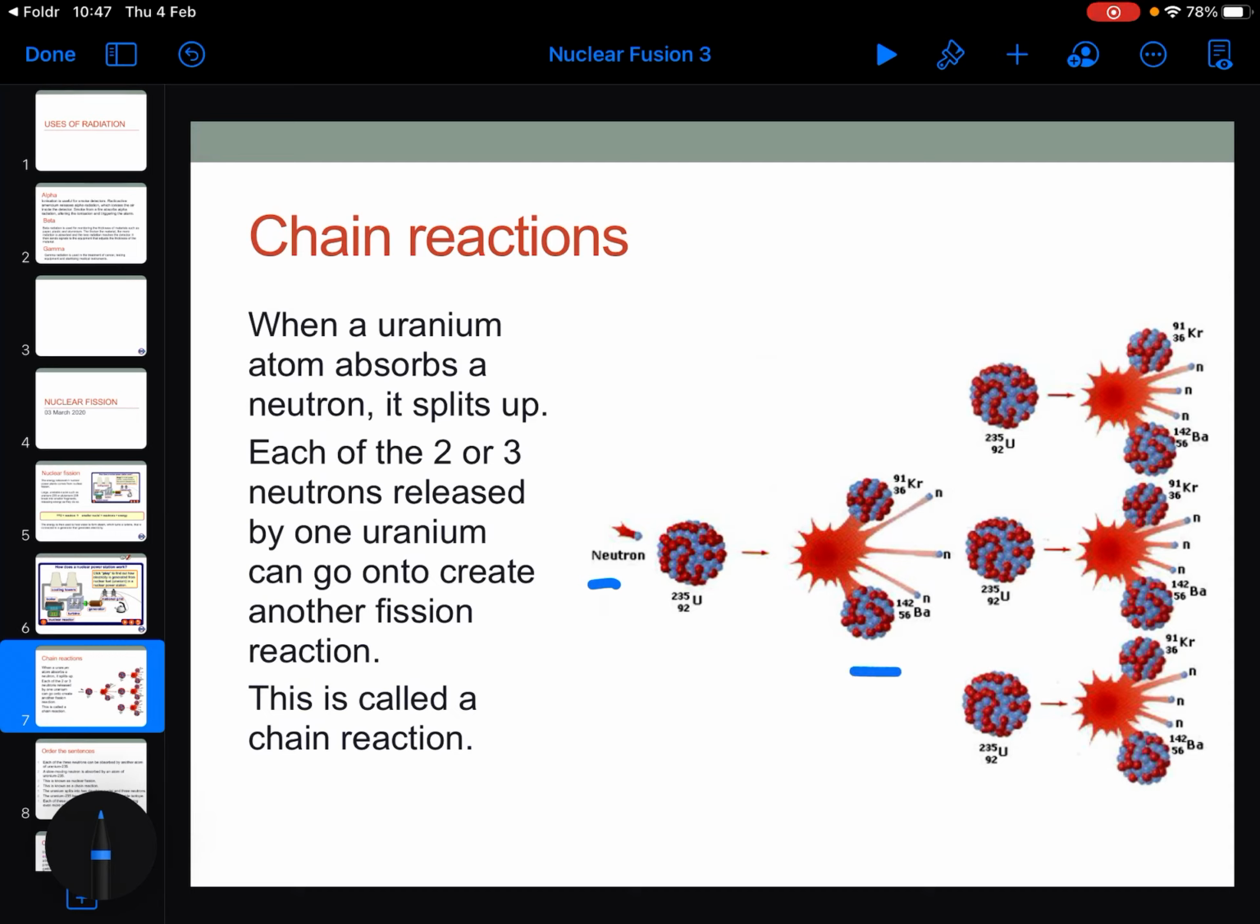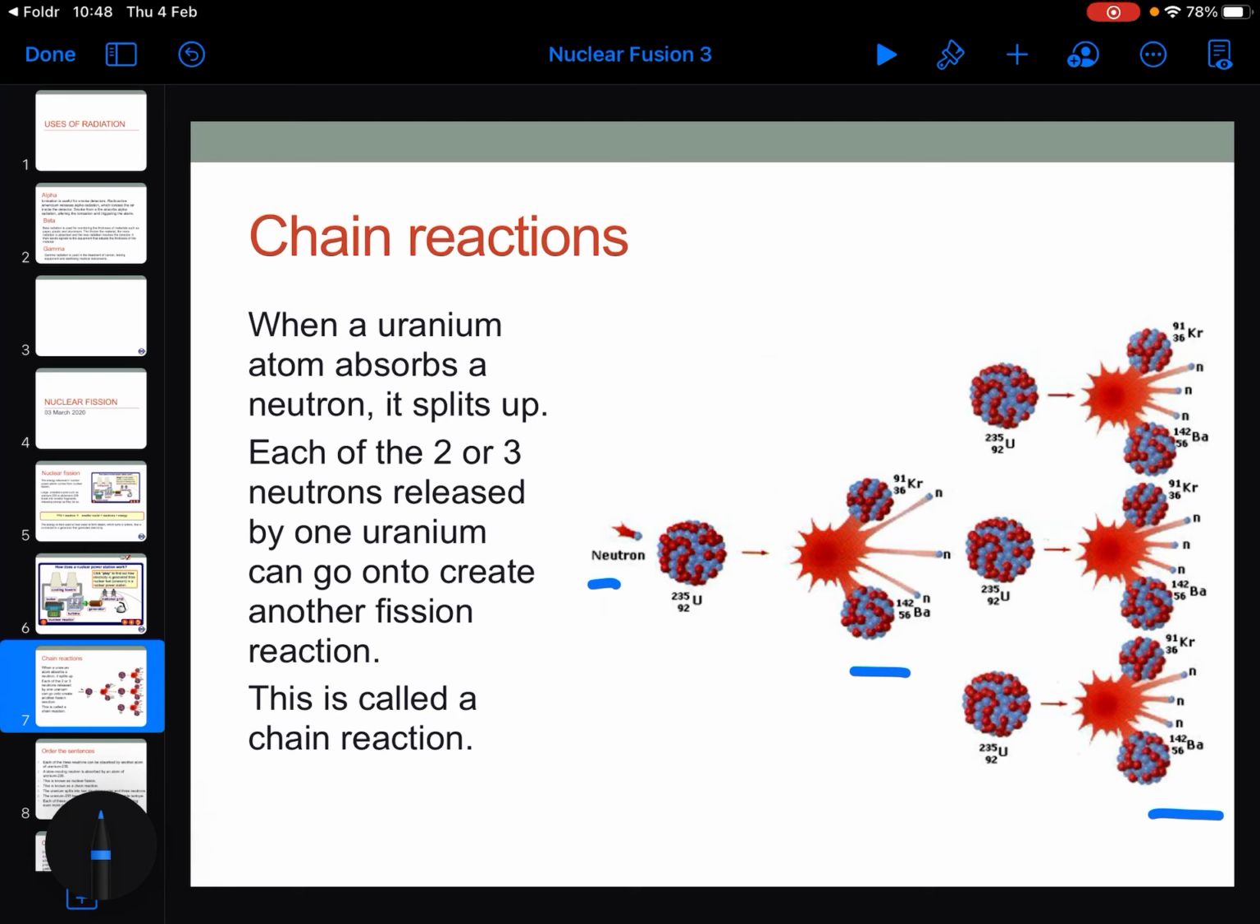It then splits up. You can see here, these are the products of its split. You've got two smaller nuclei there, krypton and barium. You're not expected to know which elements are created, just that it's smaller. And you've got those three neutrons, each of which are going into another uranium-235, which splits up and again gives off 3 neutrons. So with 1 neutron at the beginning, you can see we've actually ended up with 9 neutrons being released on the right-hand side.